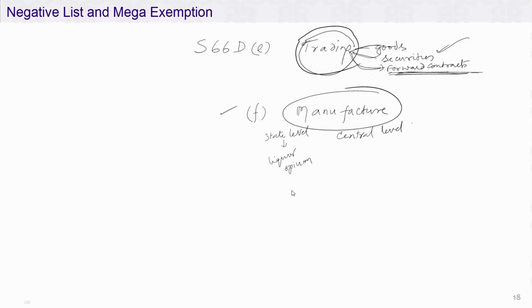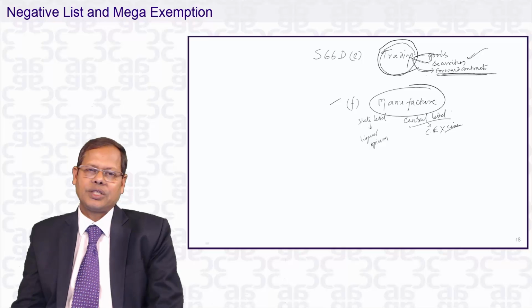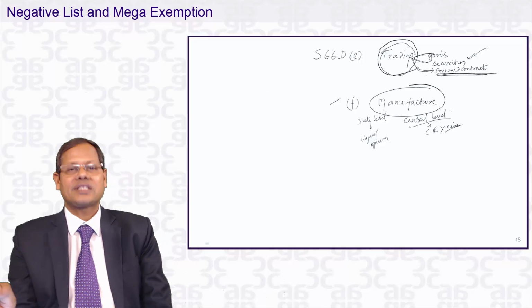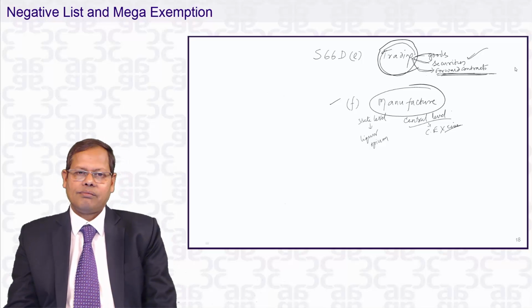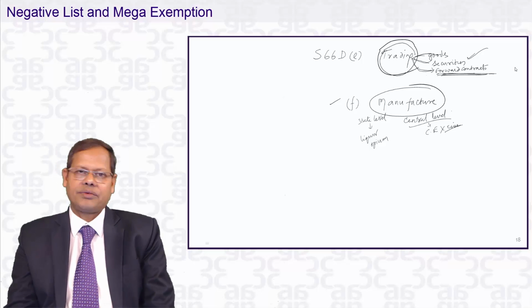Whether it is under state subject or central subject, the manufacturing activity is not covered under services. So it is in the negative list, because at the central level, say for example, central excise and other taxes are also there on manufacturing activity. So excise duty is payable. Sometimes the goods may be exempt. Because they are the subject matter of excise, they don't want to collect any service tax on that.